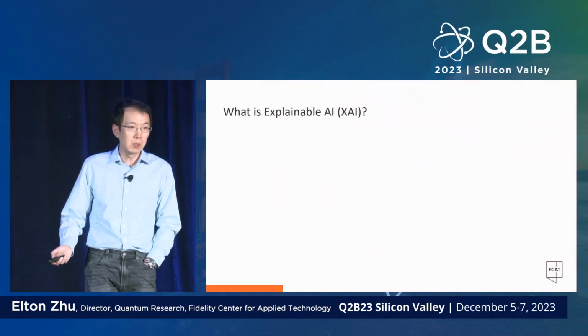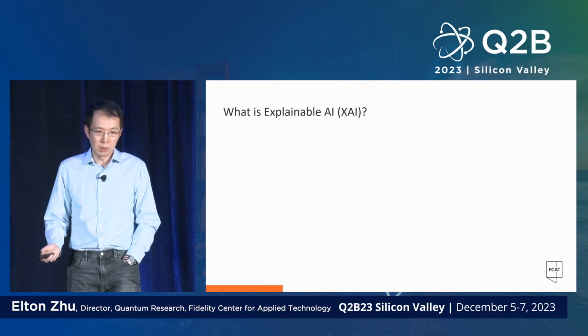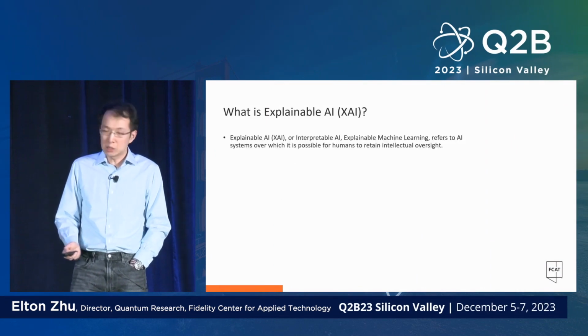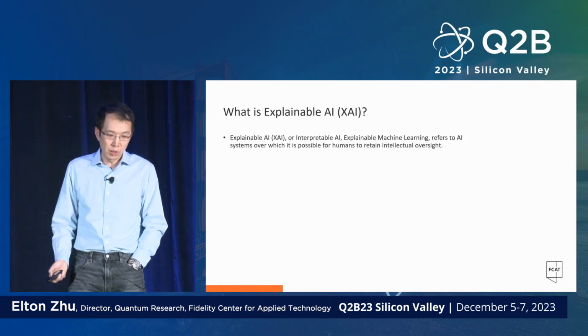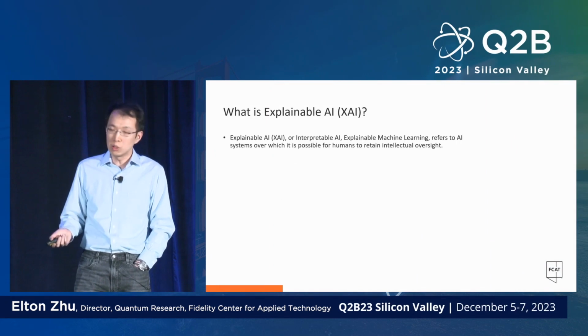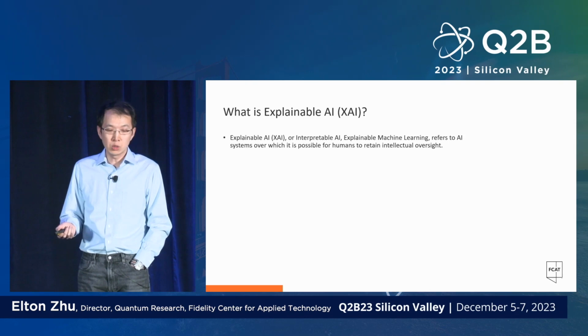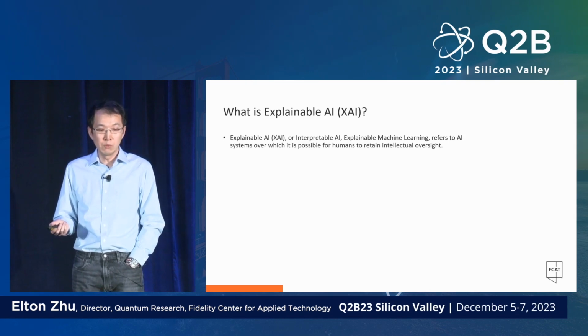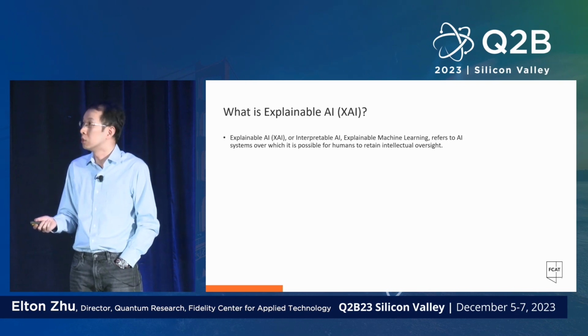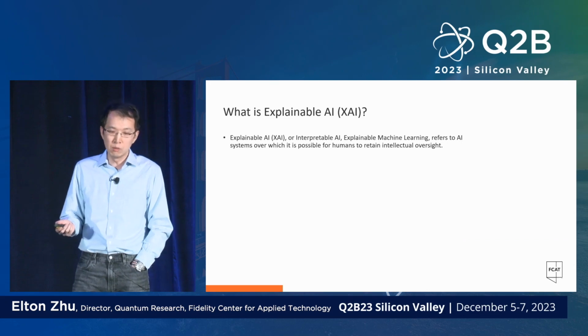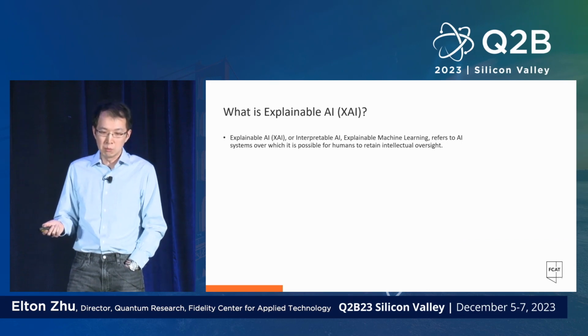What is explainable AI? Just to set the ground up. Explainable AI, there are many different ways to call it. You can say it's interpretable AI, explainable machine learning. This refers to AI systems over which it's possible for humans to retain intellectual oversight. And what does that mean?